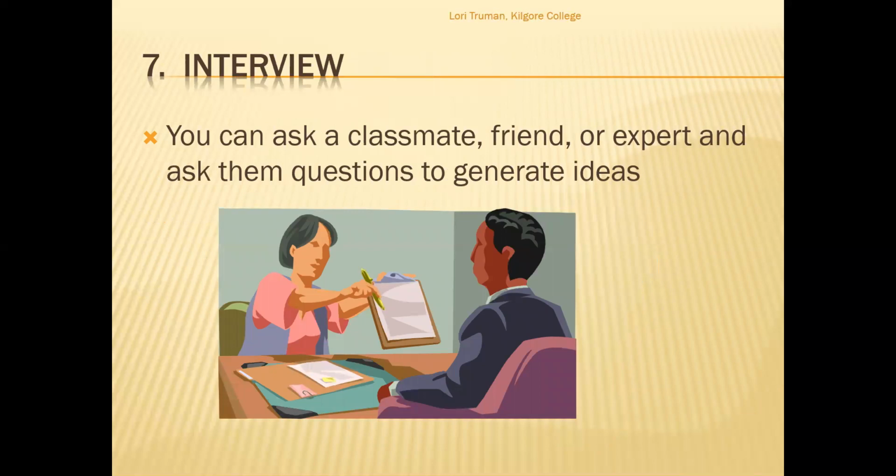Number 7 is an interview. Maybe you've been asked to write a research paper over some specific causes of the Vietnam War, and you have a great uncle or a great grandfather who served in the Vietnam War. You could interview him and ask him for ideas and suggestions to get information to help you with that pre-writing process.